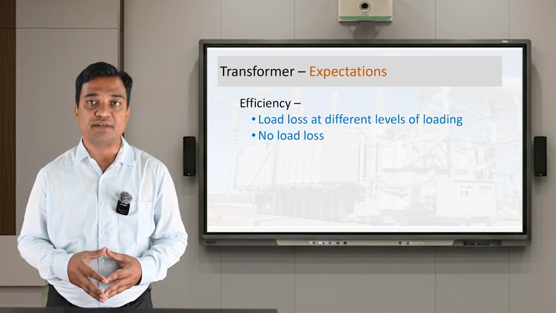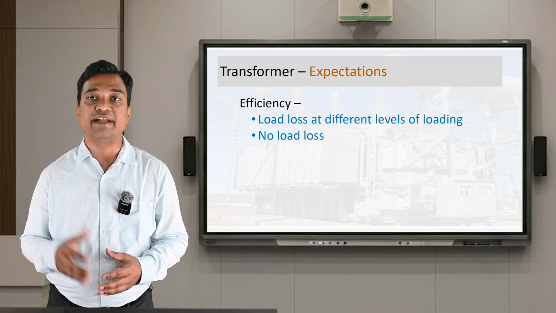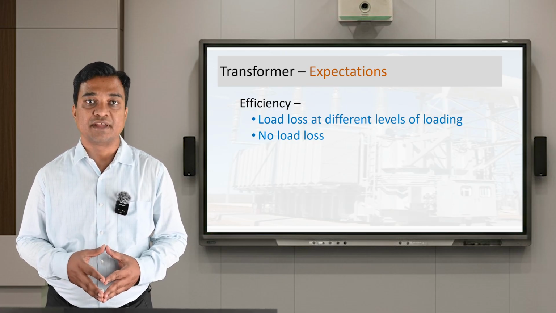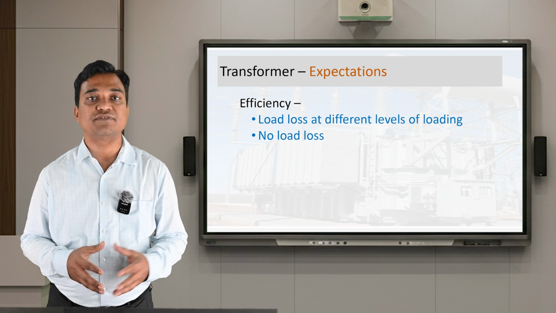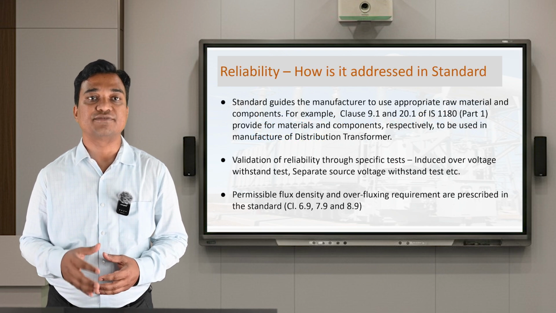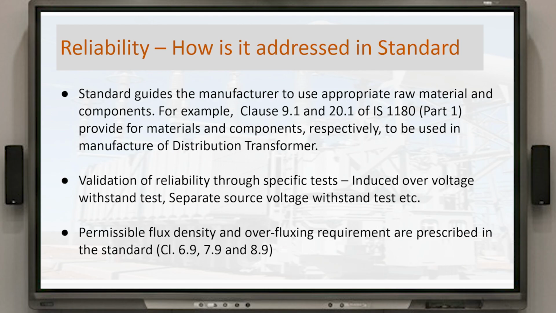Standards through specified requirements and validation tests provide guidance on meeting the user expectations. Let us understand by analyzing one of the Indian standards on transformers, IS 1180 Part 1, which covers mineral oil immersed distribution transformers. Other Indian standards also have similar or slightly modified requirements to address these user expectations. Provisions under clause 9.1 and 20.1 of IS 1180 Part 1 provide for materials and components respectively to be used in the manufacture of distribution transformers.